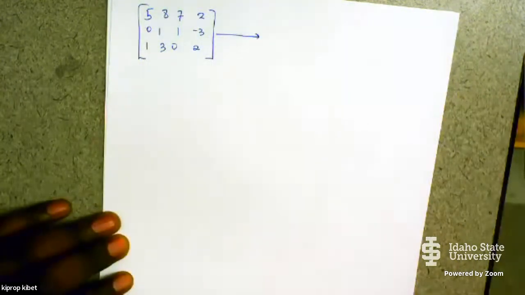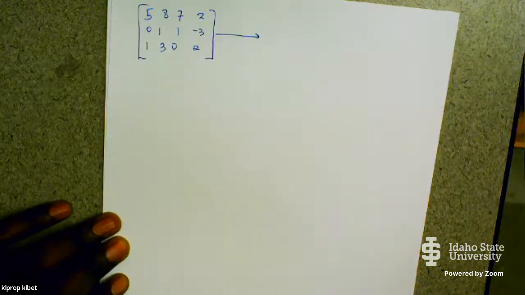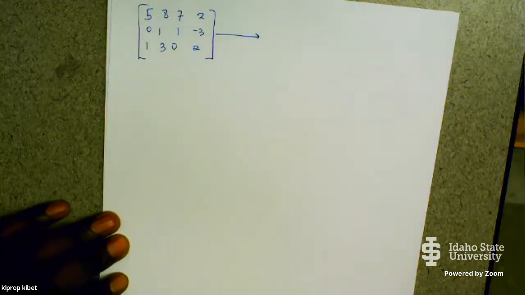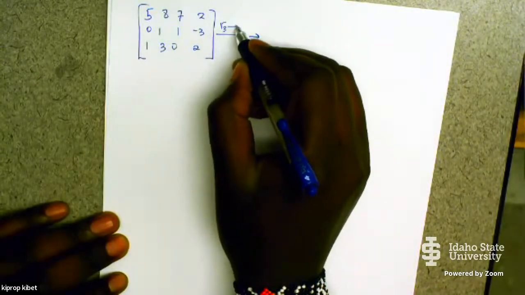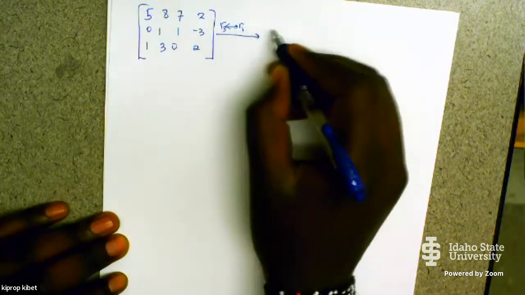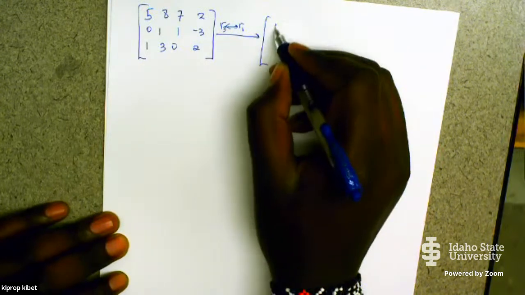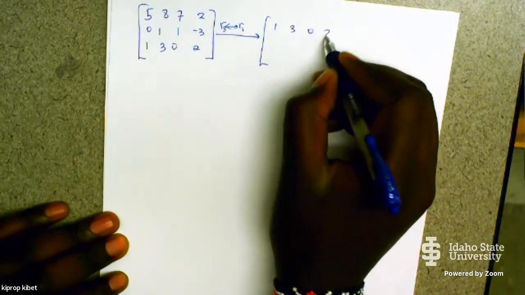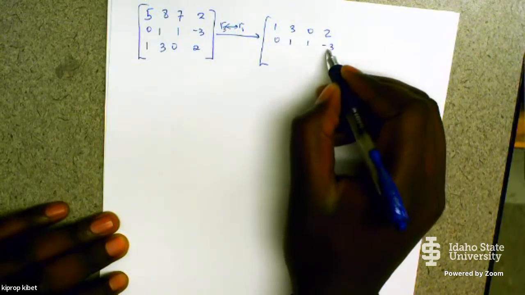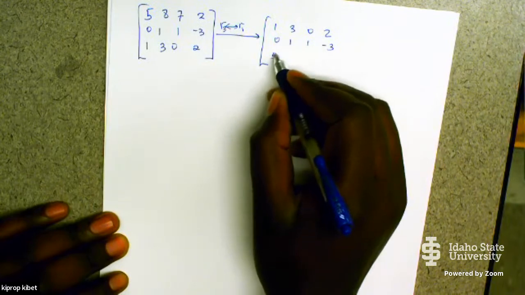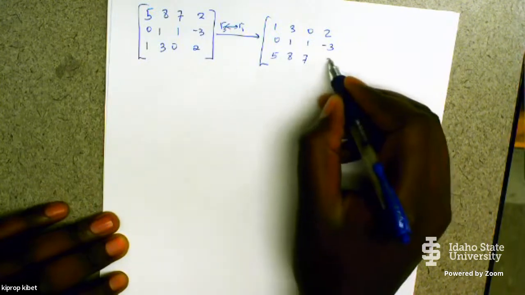Yep. So that is the augmented matrix. Did I put the augmented matrix? Yes, I did it, right? So that is the augmented matrix. Then you do what? You can switch R3 and R1. So you get 1, 3, 0, 2, and then 0, 1, 1, -3, and then 5, 8, 7, and 2.